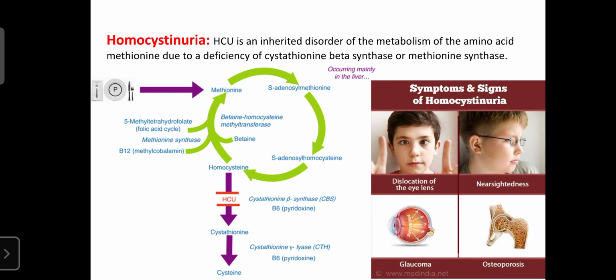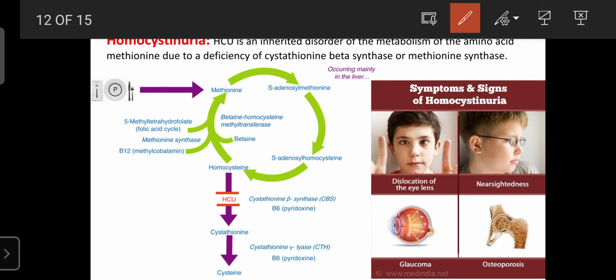So next one is homocystinuria. It is a genetic disorder caused due to deficiency of the cystathionine beta synthase enzyme. That enzyme is required for the metabolism of the amino acid methionine. Due to lack of this enzyme, the homocysteine level increases in our plasma as well as in the urine. That condition is known as homocystinuria.